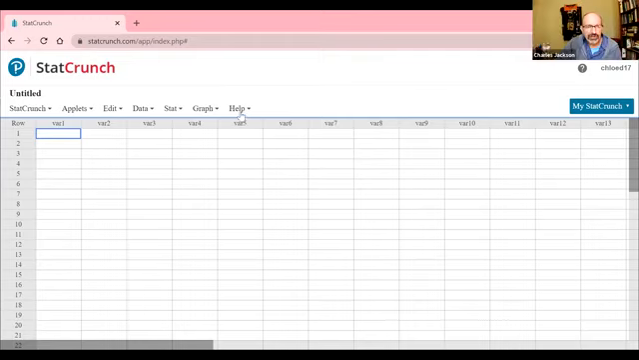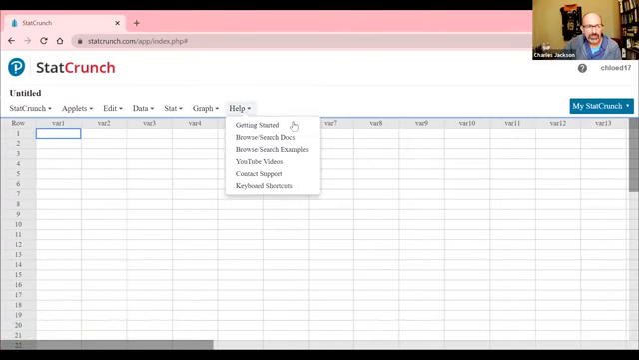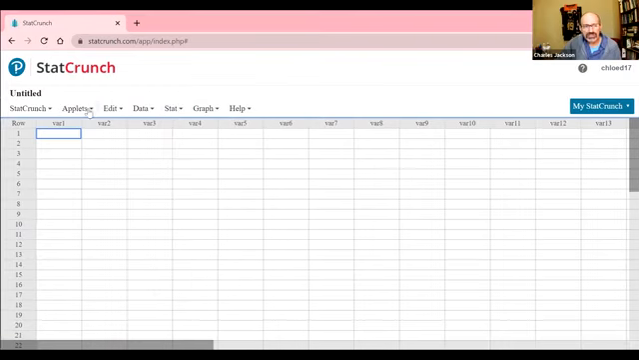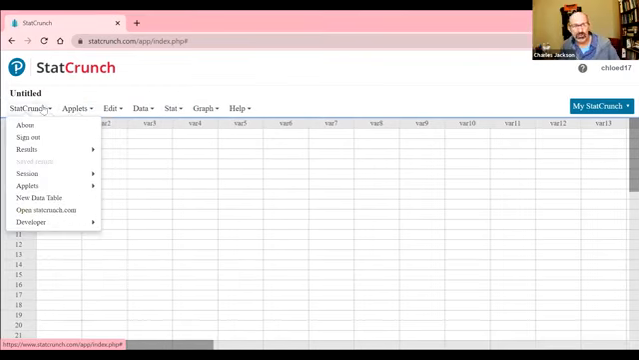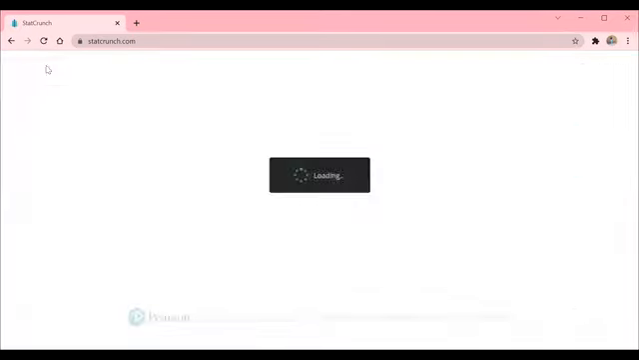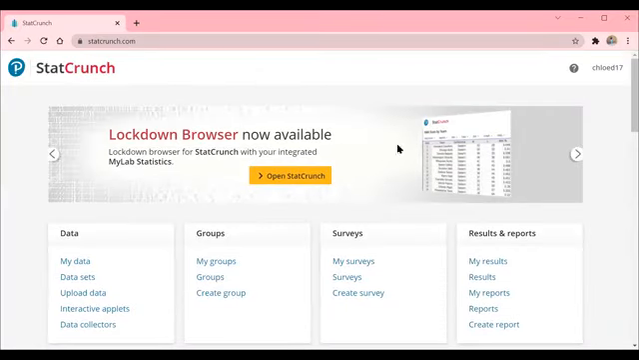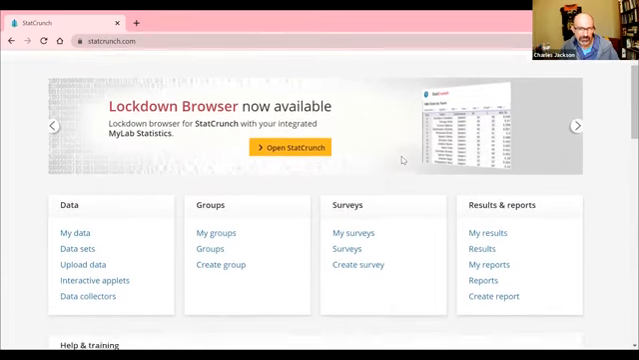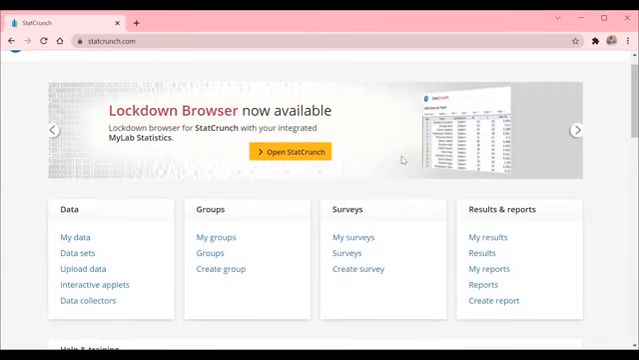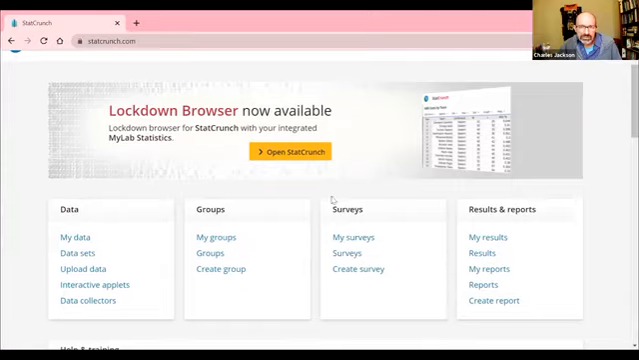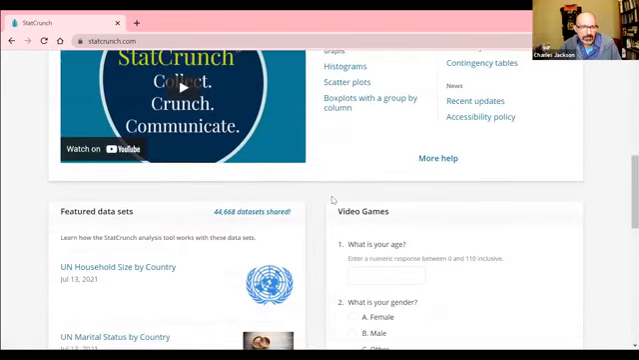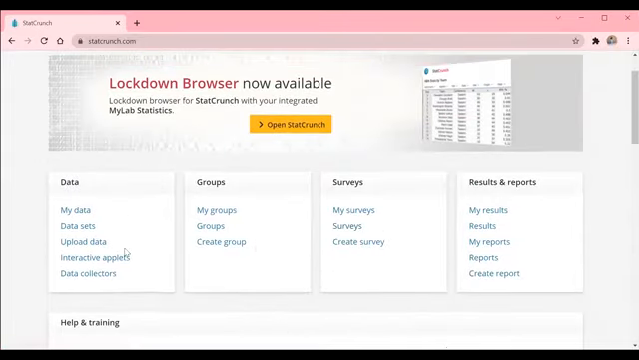So you're already in where you put the data, but I think what you'll do is just click where it says StatCrunch to go back to the home. Interactive applets. Looks the same so far. So where do I go now? Where it says interactive applets, back up. Oh, right here.